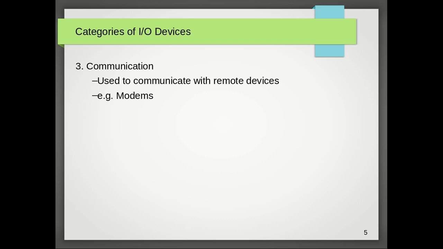Then the third type of category is communication. So the device wants to communicate with a remote device, that is the communication type input output device. Examples are modems.